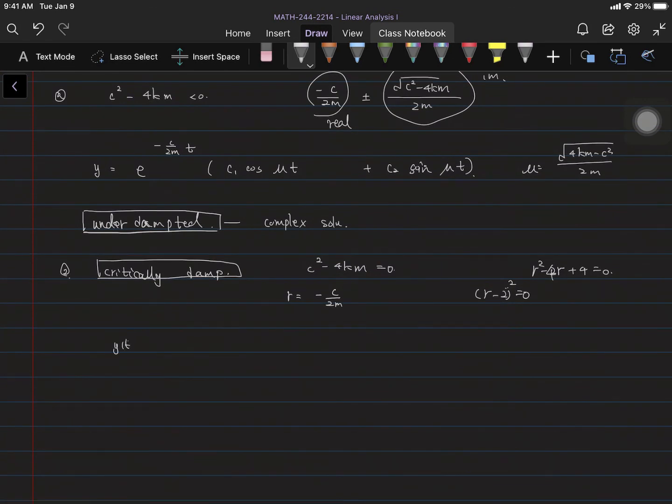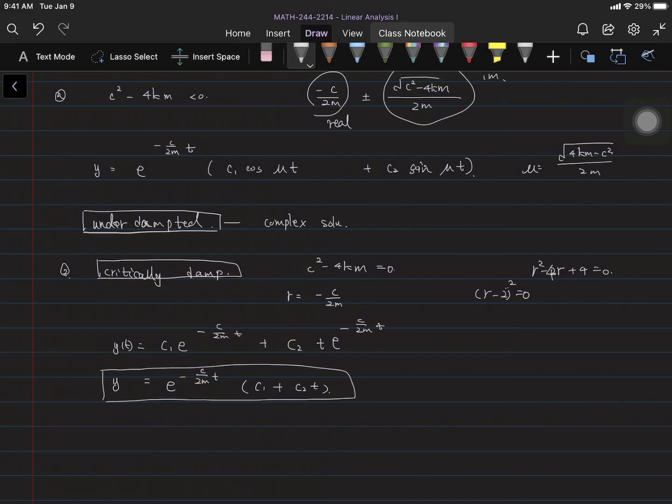So what is the solution? The solution will be e to the at, but it's repeated twice. That means e to the at, and the other one should be t e to the at, and we add C1, C2 in front. If we simplify, we like to write this form: C1 plus C2 t, times e to the at. This is called critical damping.